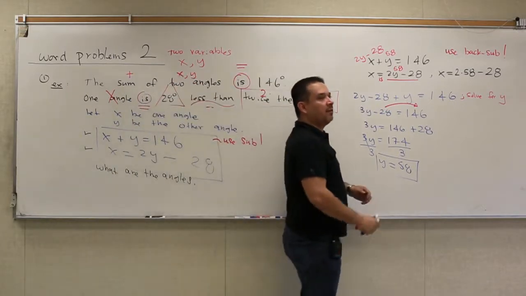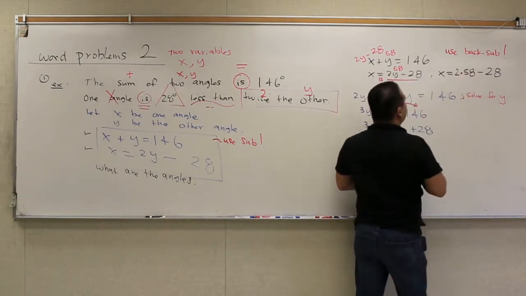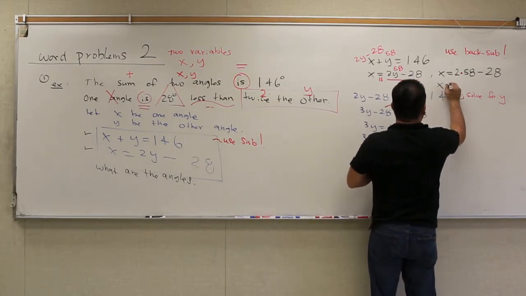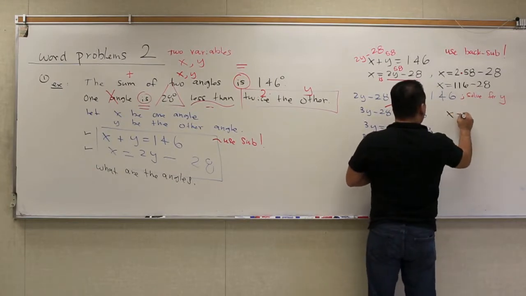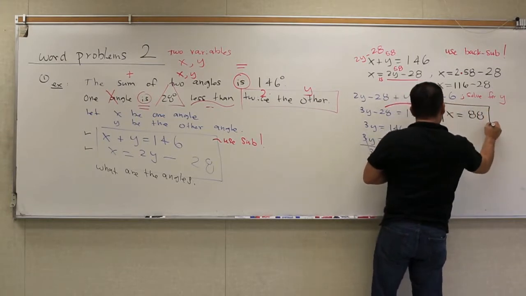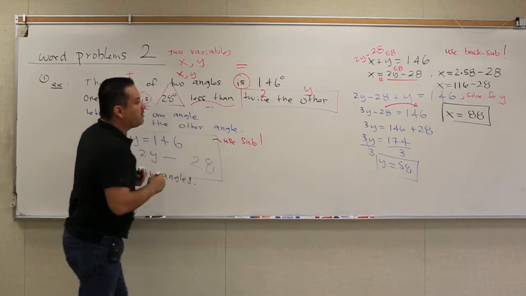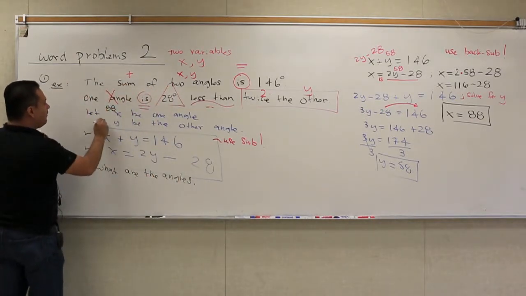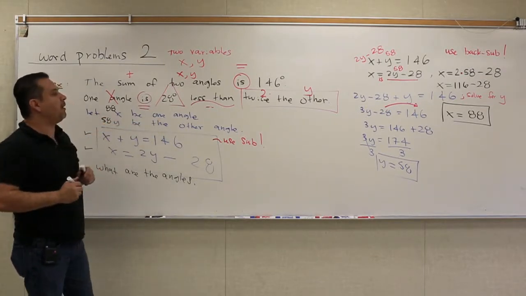So what's 2 times 58? Is that 116? x will be 116 minus 28. What's 116 minus 28? 88. So x will be 88, and y will be 58. So 88 is one angle and 58 is the other angle.